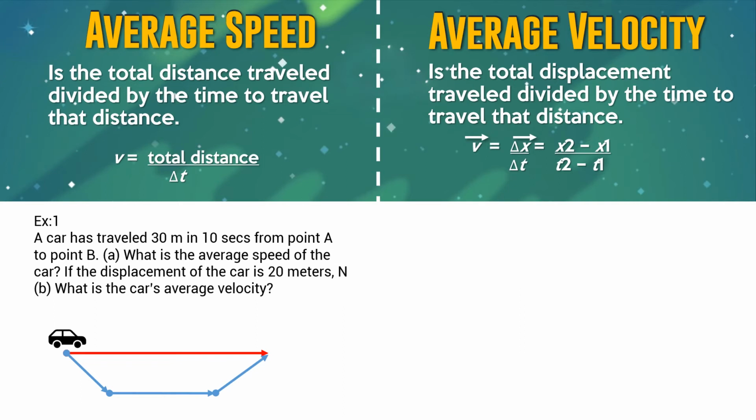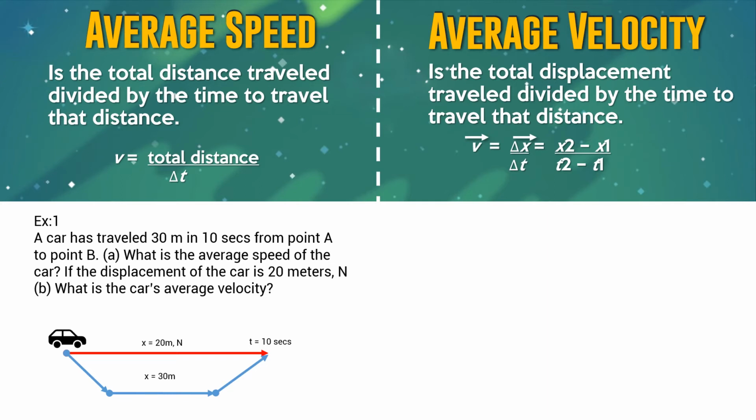To understand this better, I have here a very simple example. We have a car that has traveled 30 meters in 10 seconds from point A to point B, and we are asked to find the average speed. If the displacement of the car is 20 meters north, what is the car's average velocity? We have here two situations: x is equal to 20 meters north, and x is equal to 30 meters, and t is equal to 10 seconds. First question: between the red and blue arrows, which describes distance and which describes displacement?